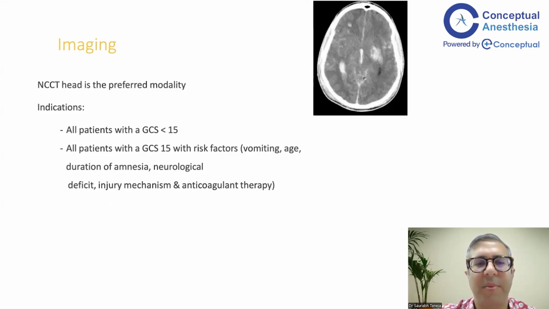Now, a bit about the imaging. NCCT is the preferred modality. The indications are GCS less than 15 or a GCS of 15 with risk factors. So what are the risk factors? A patient with vomiting, some neurological deficit, we look at the injury mechanism, or some amnesia. Almost all the patients have risk factors. We do an NCCT head, which is the preferred modality of choice in these patients of traumatic brain injury.